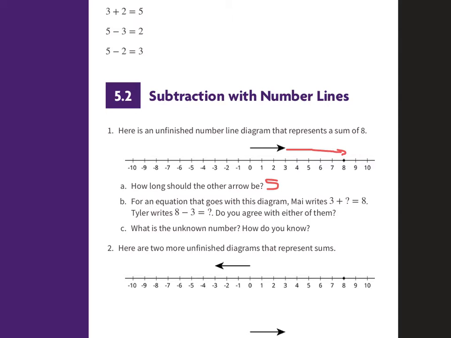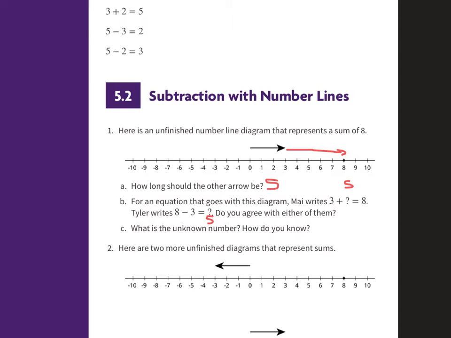For an equation that goes with this diagram, Maya writes 3 plus blank equals 8, and Tyler writes 8 minus 3 equals blank. Do you agree with either of them? Well, 3 plus what gives you 8? Well, 3 plus 5 gives you 8. And 8 minus 3 gives you what? 5 as well. Do you agree with either one? Yeah, I agree with both of them. So that's two different ways to write the same, or two different problems to get the same answer of how long the line is going to be.